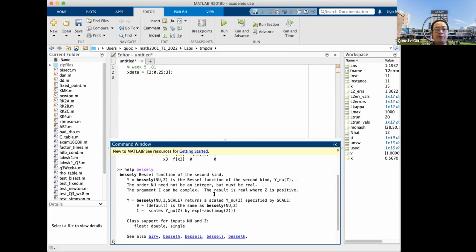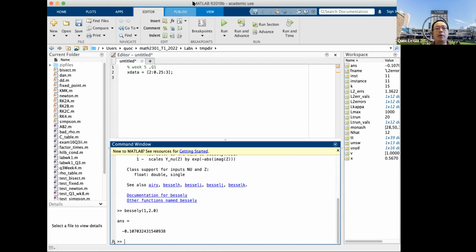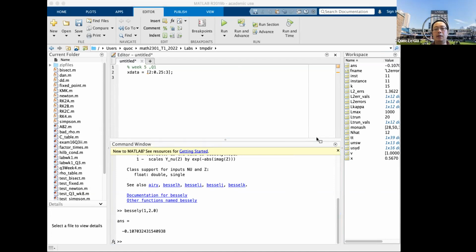Yeah, so the Bessel function takes two inputs. First is the order nu, and the second is just the value you want to compute. So for example, in our case, we just take Bessel order 1, and then, sorry, Bessel y. So there are two parameters. First is the order, and in our question we use order 1, and secondly is the point. So suppose I take 2.0, then the function value will be minus 0.1 something, and this is exactly the right hand side of the table.